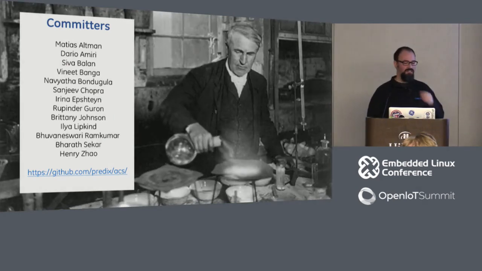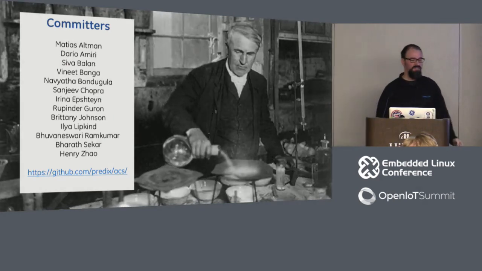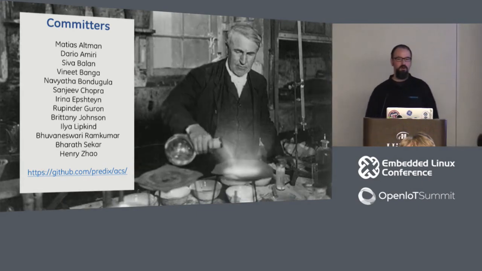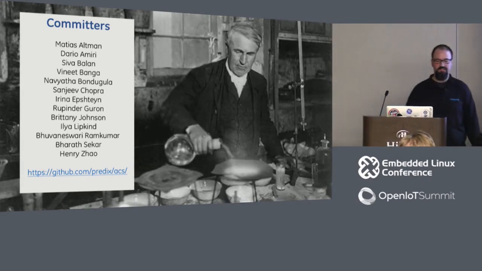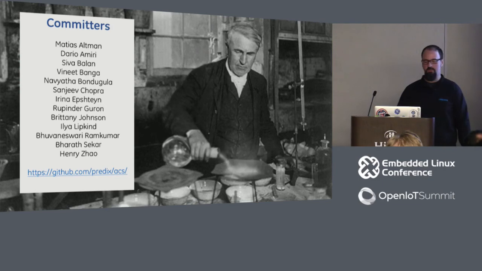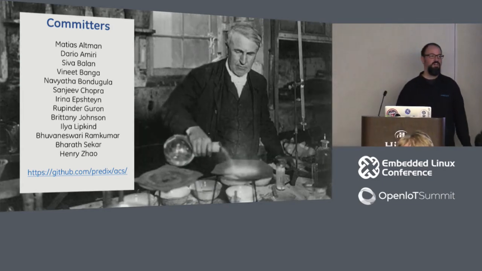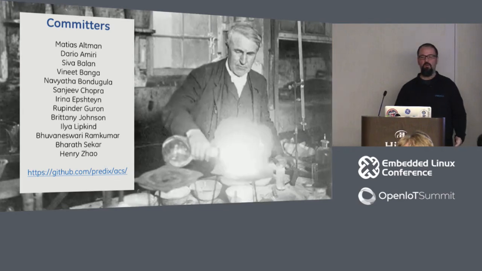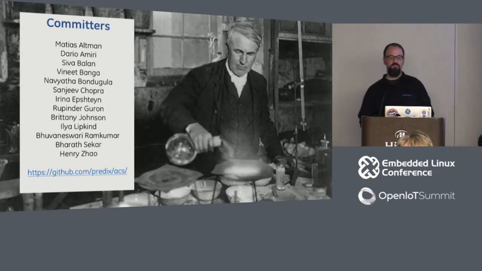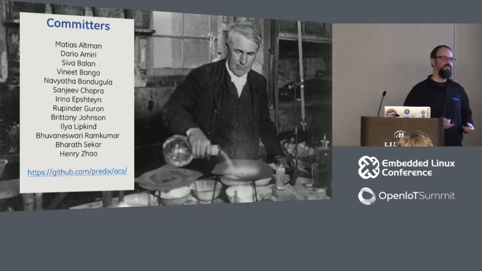I do want to highlight some of the committers to ACS. So again, github.com, Predix ACS. You can go through and see who some of the committers are, look at the code, and look at a lot of the JSON examples, and that really can give you a flavor for how this goes. And it really comes around to not necessarily needing to reinvent a wheel.